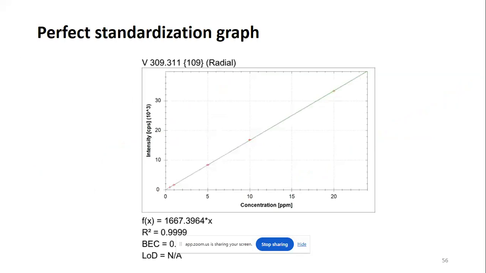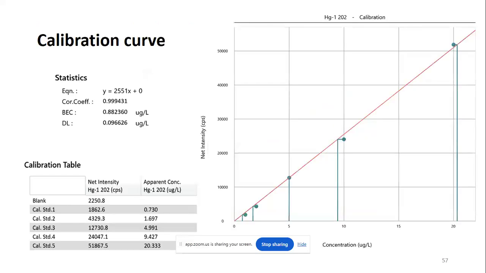So this is, again, one of the perfect standardization graphs for the vanadium. So it is 99.99% accuracy, right? Because all the standards which are prepared are accurate, or the preparation method is accurate, right?